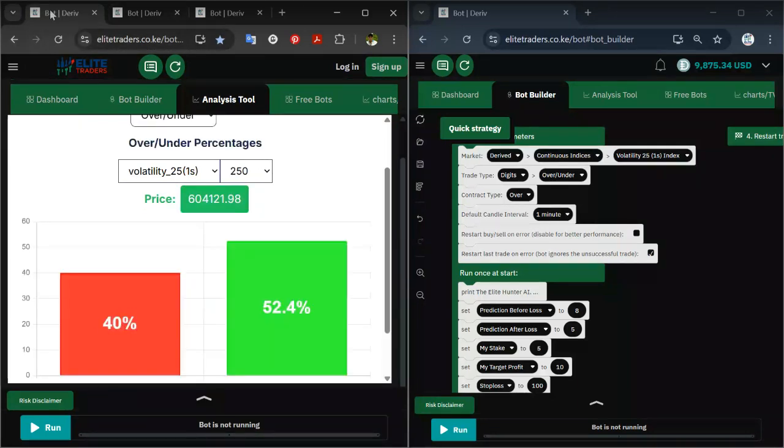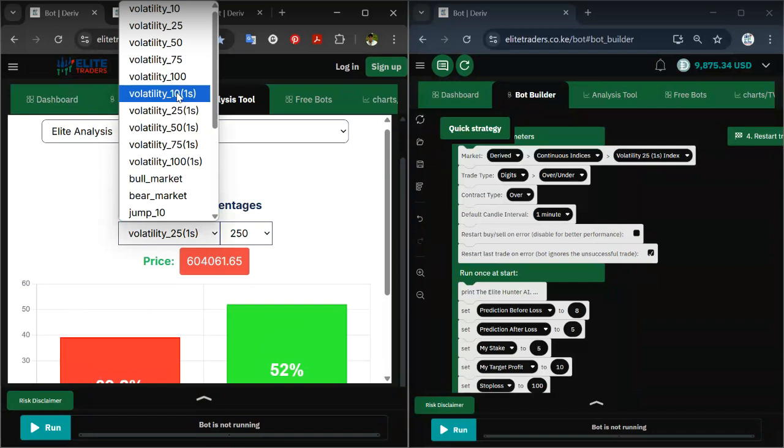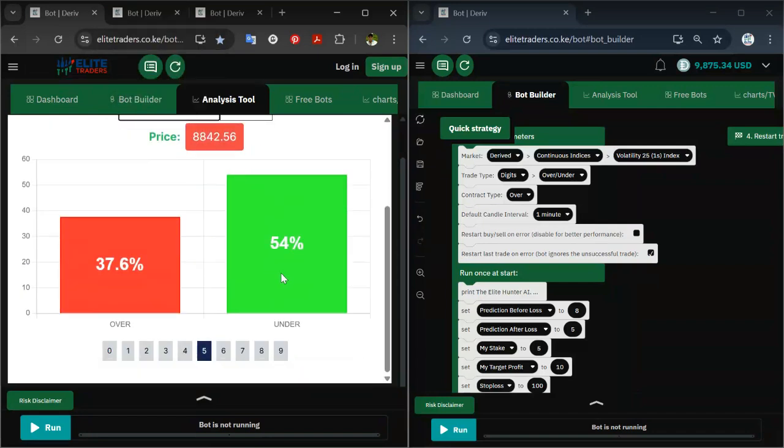So let me see if we can spot a market to get in. For example, this is under 5. Let's start with under 5 and see if we can get in. Okay, and something else: if you have been watching my videos, I like using 1S volatilities. But that doesn't mean you can't use the normal volatilities. You can also use the normal volatilities, only that I love the 1S volatilities because of the speed.